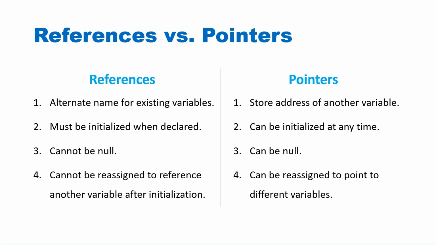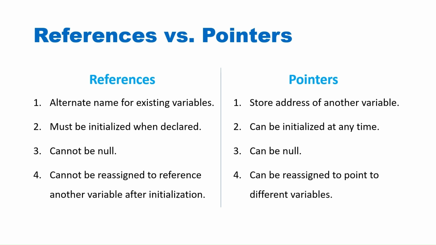Let us understand what is the difference between a reference and a pointer. A reference by definition means an alternative name for an existing variable. On the other hand, a pointer is a variable which stores the address of some existing variable in a program. Second point of difference is that a reference must be initialized when declared, whereas a pointer can be initialized at any time during the program.